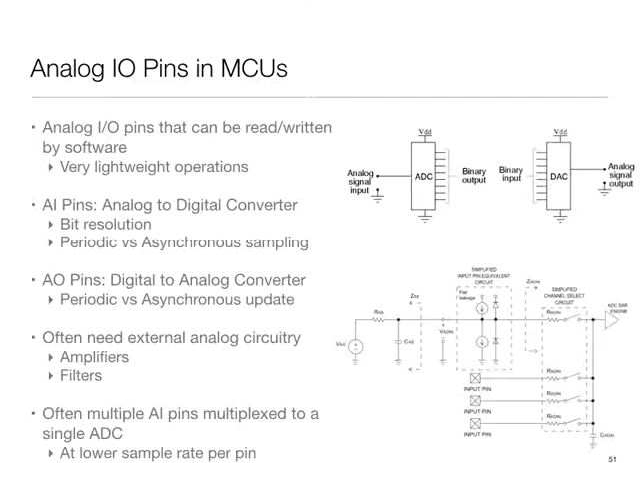More bits, the better they are, obviously, in terms of the errors they are introducing, but obviously it comes at a cost. And likewise, sampling, whether you are periodically sampling or asynchronously sampling, depends upon your algorithmic needs. AO pins are digital to analog pins, and again, same kind of things, periodic versus asynchronous updates. Often, we need additional circuitry behind them. So for example, you may need amplification, because if your input signal is very low voltage, you might want to amplify it, and you might need a filter.